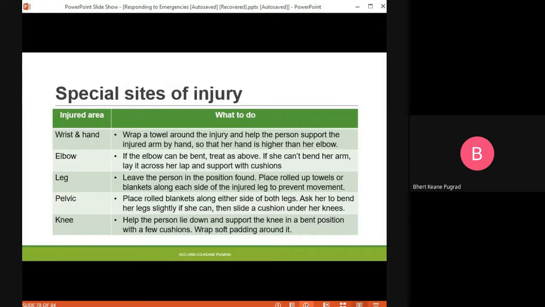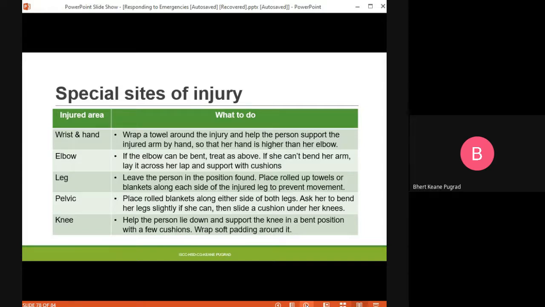So we just give support here, because we really need to immobilize the affected area. If you keep on moving the affected area, it can be exacerbated, or the fracture can be damaged further if a fracture is what happened. How about the leg? Leave the person in the position where she is found and place rolled towels or blankets along each side of the injured area to prevent movement.